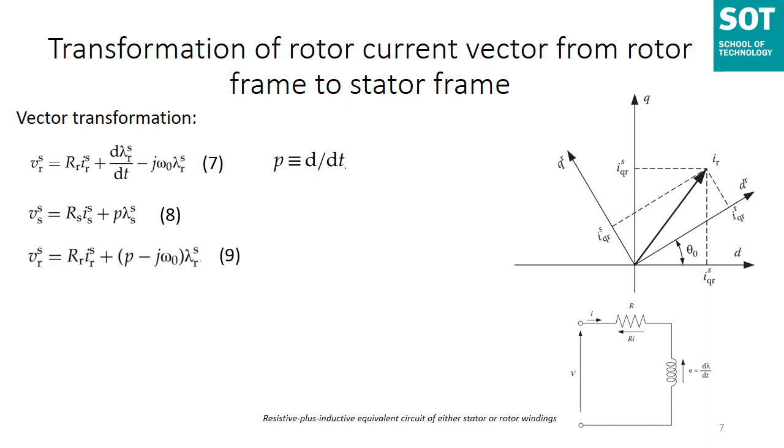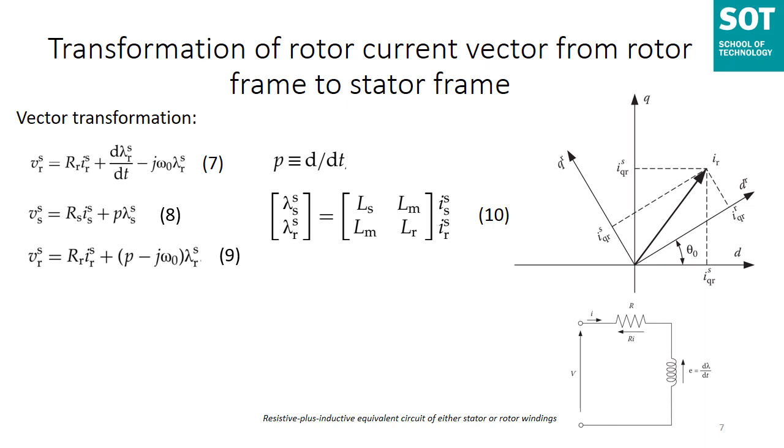Similarly, we can further modify it and use equation numbers 1, 2, 3 and 5 to get the same values for VRS. The flux vectors lambda SS and lambda RS are expressed in terms of the current vectors and the motor inductances in matrix form, as given in equation number 10.